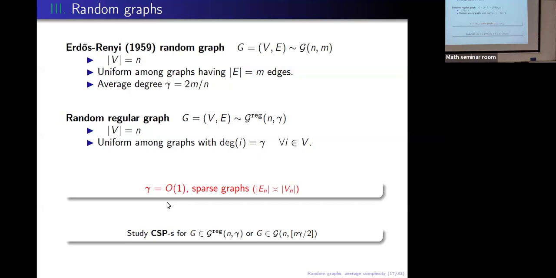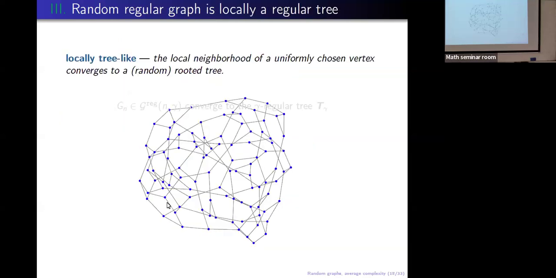And now the program is to study constraint satisfaction problems for graphs taken from either one of these models, and to see whether for large n we can say something about, for example, what is the value of gamma for which typically we can satisfy the problem, or we cannot satisfy it. Maybe later about algorithms to do that. And this will be average complexity theory in this context. And this is also where statistical physics enters combined with computer science.